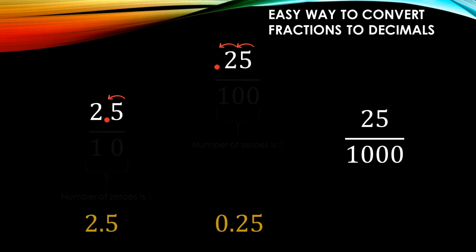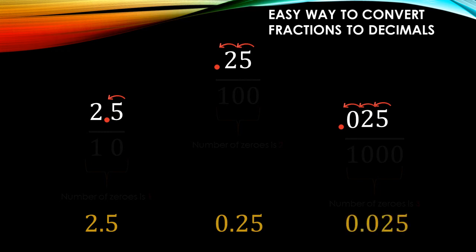Let us take one more example, 25 upon thousands. See the denominator, it is 1000. How many zeros in 1000? Yes, 3. So in the numerator, count 3 digits from the right and put the decimal. Since there are only 2 digits, we will put a 0 and then a decimal. So the answer is 0.025. Let us solve one more question. Write as decimals. Question number 1.